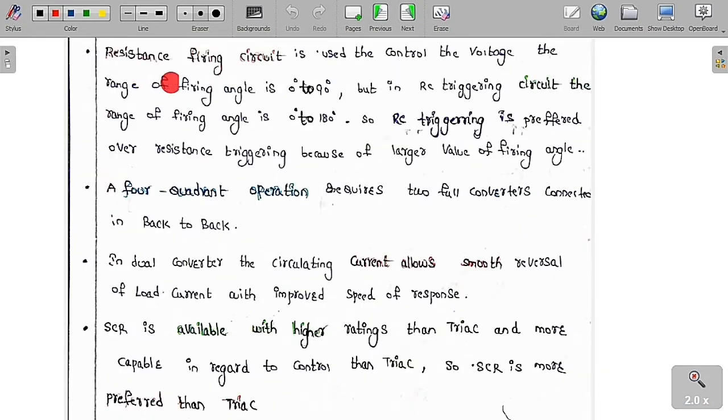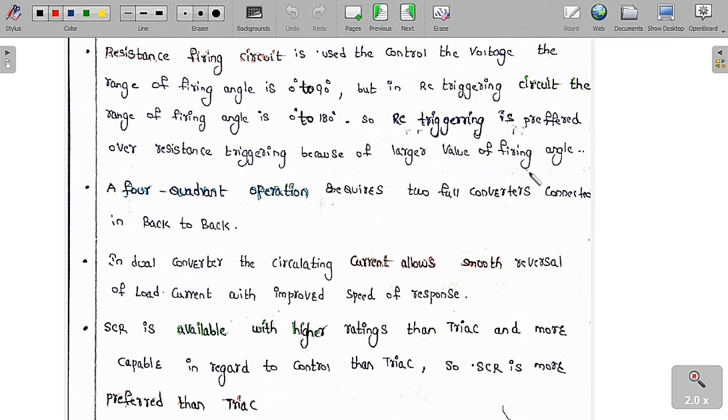Resistance firing circuit is used to control the voltage. The range of firing angle is 0 degree to 90 degree. But in RC triggering circuit, the range of firing angle is from 0 degree to 180 degree. So RC triggering is preferred over the resistance triggering because of the larger value of firing angle.